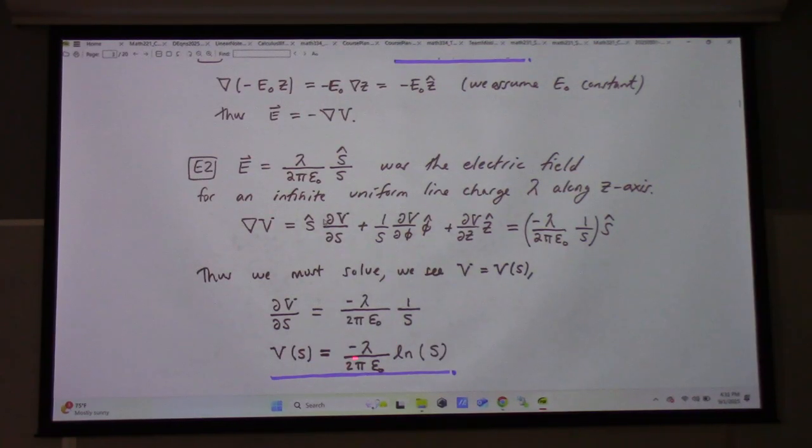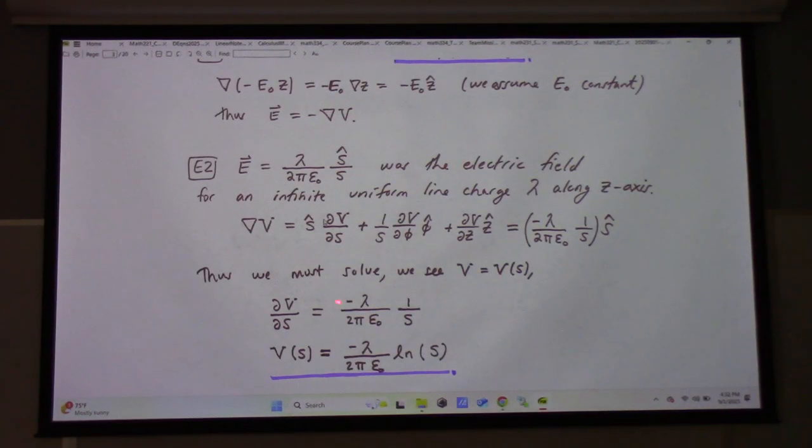So there you go, that's the voltage, the potential for an infinite line charge. You notice that this has the perhaps undesirable property of being infinity as you go to 0. As s goes to 0, the natural log goes to minus infinity. And so if lambda is positive, this is going to plus infinity as we go to the axis. But it's also going to minus infinity as we go very, very far away from the axis, right?